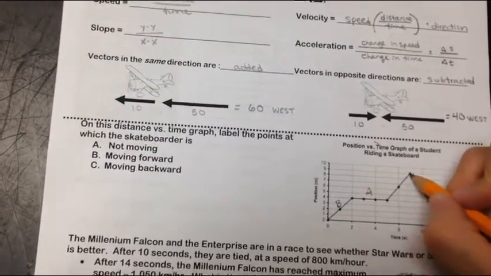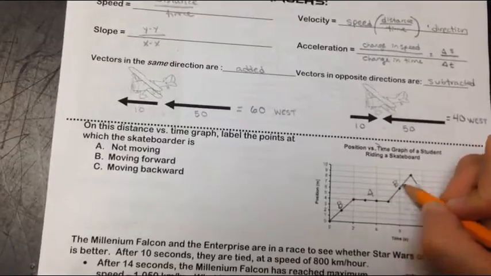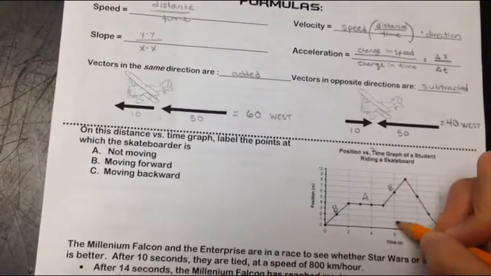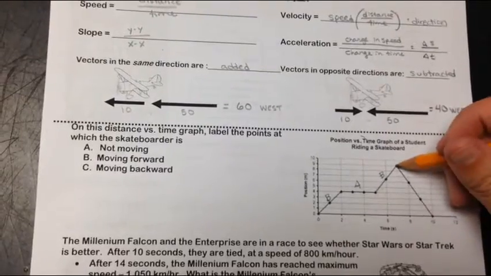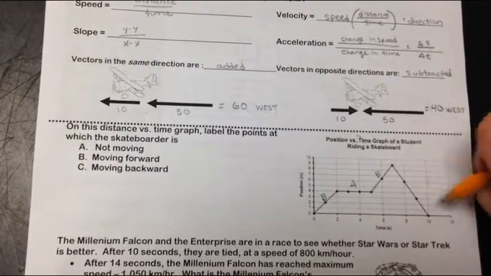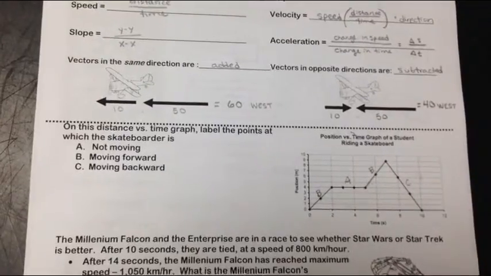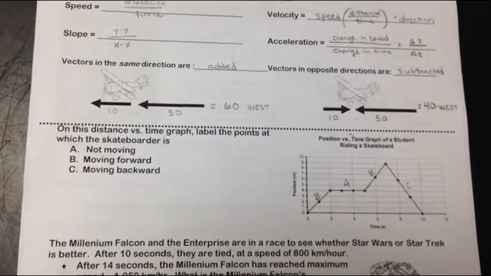A. Here, once again, he's moving forward. The line is sloping up. That means he's changing position as time goes on. And then here, he's changing position again, but he's coming back to 0. So he's going backwards. We'll call that C, moving backward.